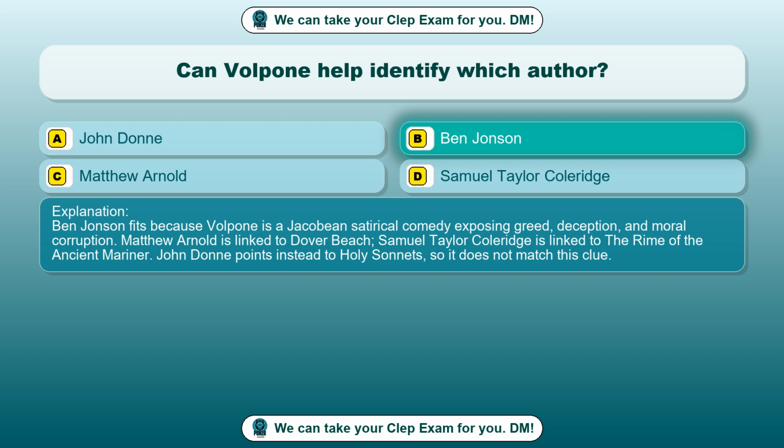Ben Jonson fits because Volpone is a Jacobean satirical comedy exposing greed, deception, and moral corruption. Matthew Arnold is linked to Dover Beach. Samuel Taylor Coleridge is linked to The Rime of the Ancient Mariner. John Donne points instead to Holy Sonnets, so it does not match this clue.